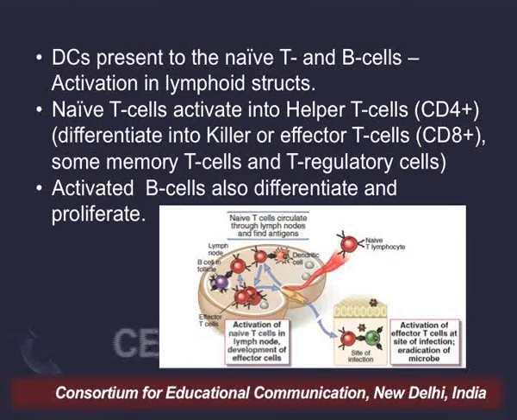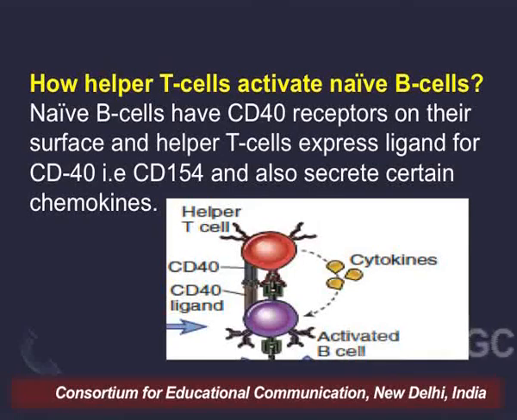Now, in addition to this, these helper T cells or CD4 cells also activate naive B cells. And this activation process is known as T-cell dependent activation, which causes the activation of naive B cells. And these naive B cells then further differentiate and proliferate. Now, another question arises: how do helper T cells activate the naive B cells?